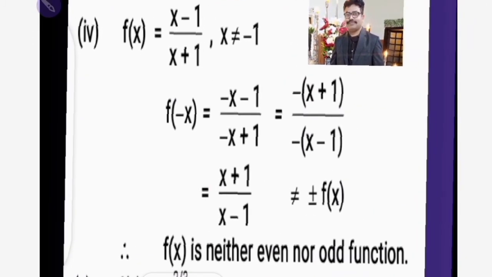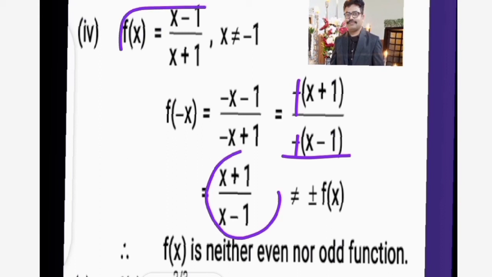Now we will simplify part number 4, that is f of x is equal to x minus 1 divided by x plus 1. We have to put x equal to minus x, so it will be written as f of minus x, equal to minus x minus 1 divided by minus x plus 1. If we take negative common from these two terms, inside the bracket both terms will be positive, so minus bracket x plus 1 bracket close will be written. In the denominator there is minus x, so we take minus common and the sign will change, so we write minus bracket x minus 1 bracket close. Now minus and minus will cancel, and after cancellation we have x plus 1 divided by x minus 1.